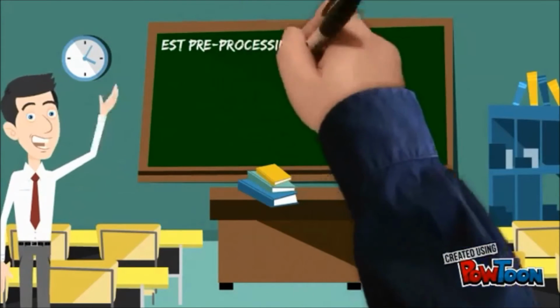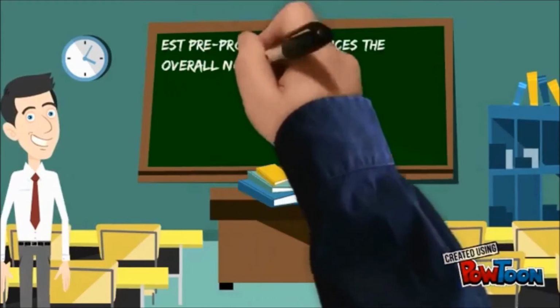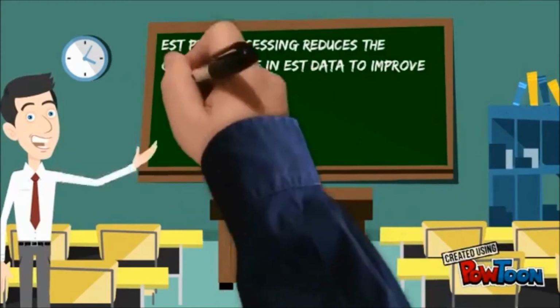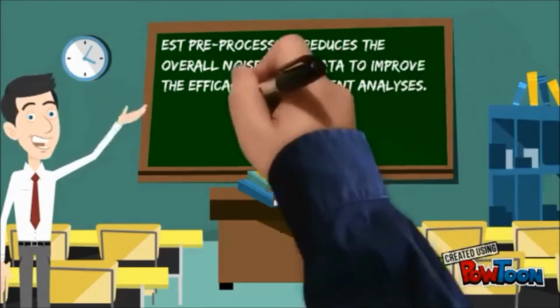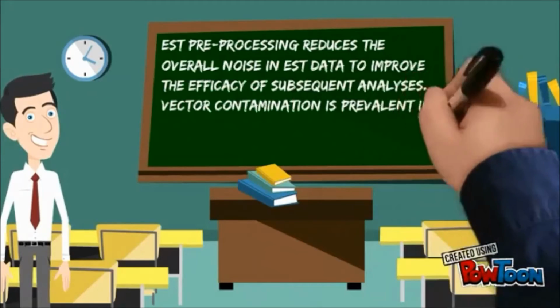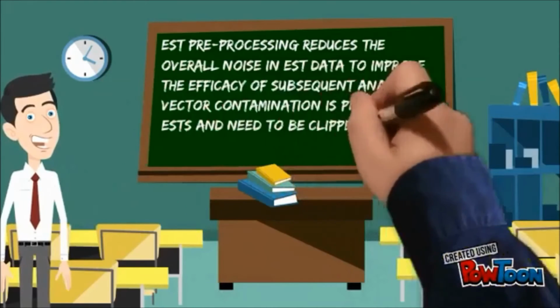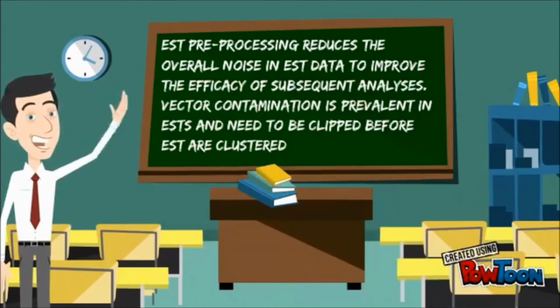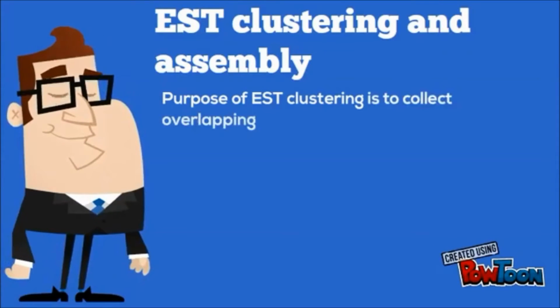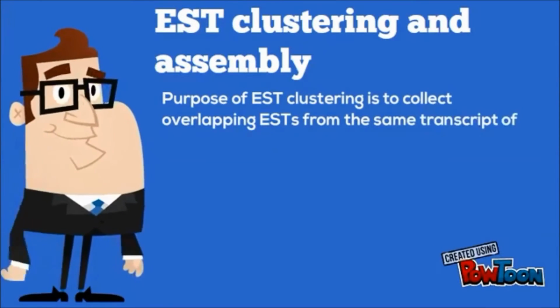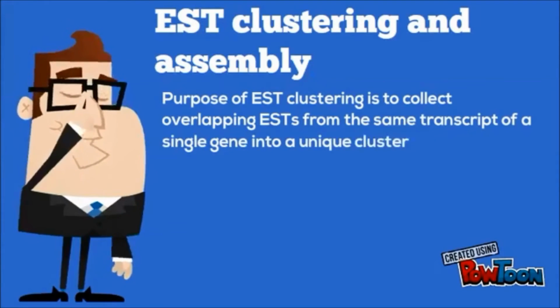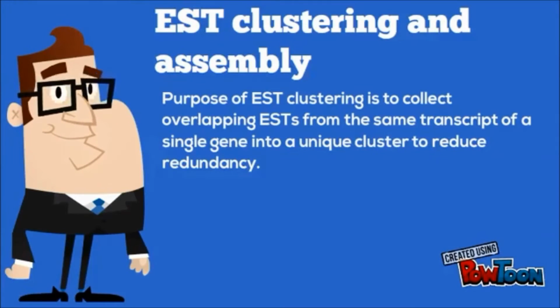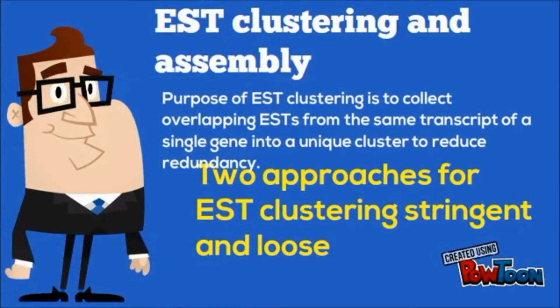EST pre-processing reduces the overall noise in EST data to improve the efficacy of subsequent analyses. Vector contamination is prevalent in ESTs and needs to be clipped before ESTs are clustered. The purpose of EST clustering is to collect overlapping ESTs from the same transcript of a single gene into a unique cluster to reduce redundancy. There are 2 approaches for EST clustering: stringent and loose.